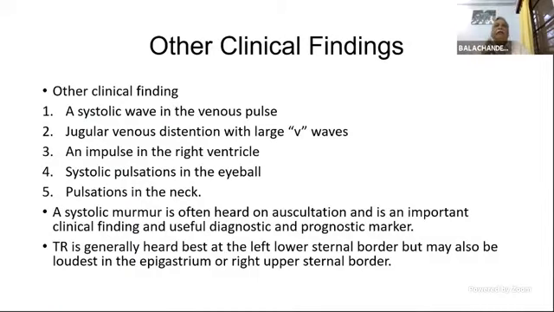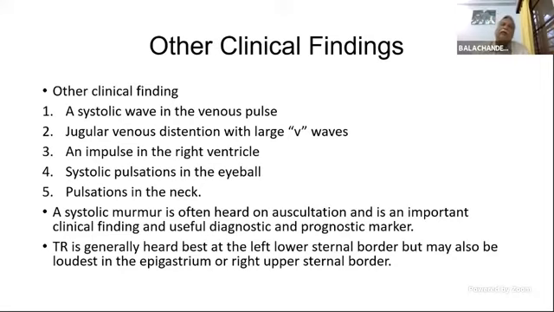Now, the other clinical finding, and the most important, which in the exam we tend to forget or the candidate fails to notice, is the JVP. A lot of information is gathered from the JVP, and if the JVP is missed in low pressure TR, or in any TR, it becomes a problem for the candidate. So always look at the JVP, and we will deal with it in more detail a little later. First is a systolic wave in the venous pulse. There is a large V wave and an impulse in the right ventricle.